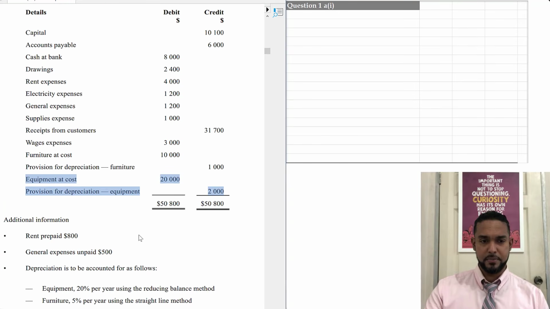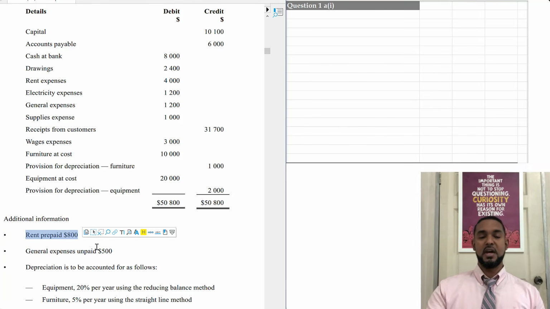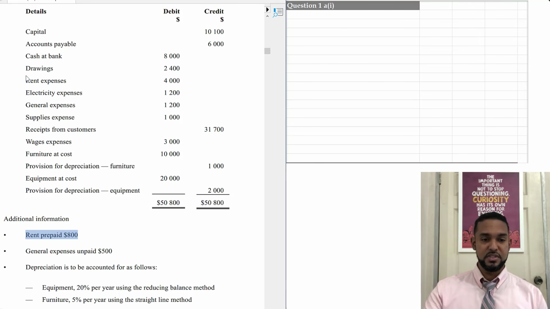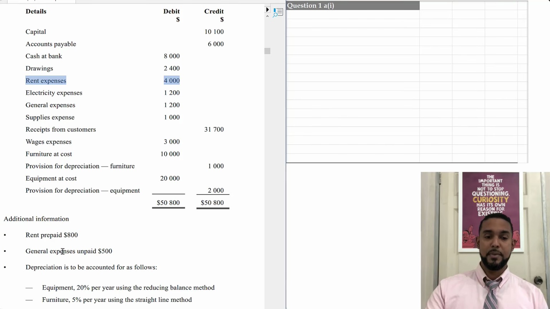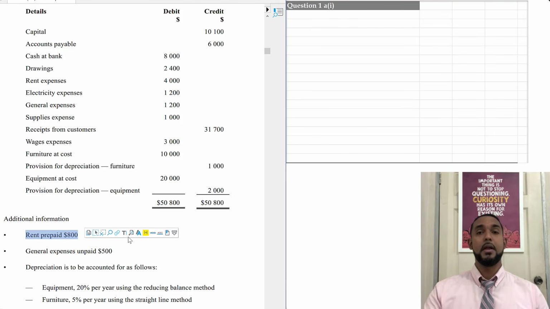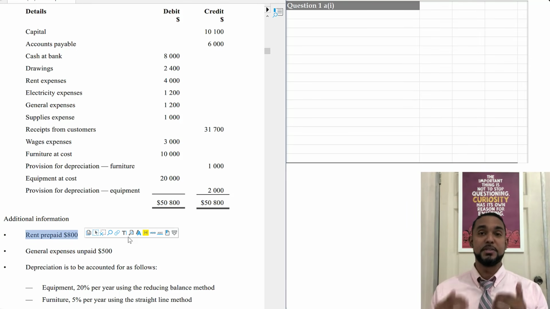Now let's scroll down a little bit and we can take a look at some very important additional information. The first thing is rent prepaid 800. So this is where we have our adjustments. Prepayments are deducted from the associated figure in the trial balance, assuming of course the trial balance is an unadjusted trial balance. Why do we subtract prepayments? Because if it's prepaid, it means it's paid before it was incurred. In other words, it's paid for a future period and therefore does not apply to the current financial period under consideration. And as such, it cannot form part of the current period's profit calculation.